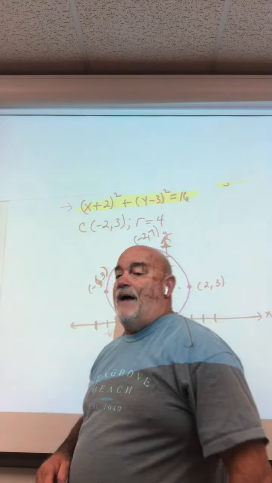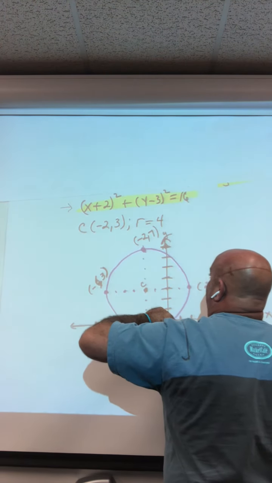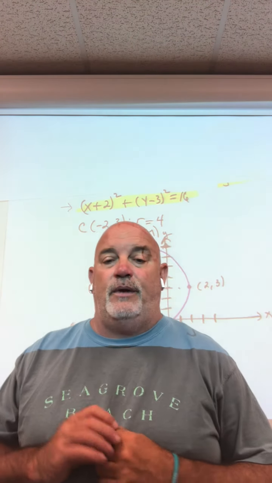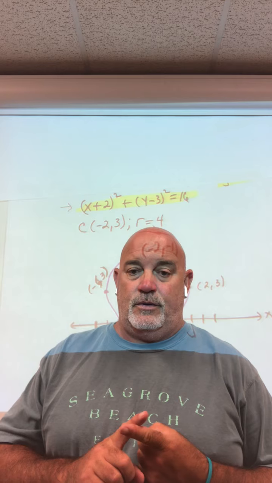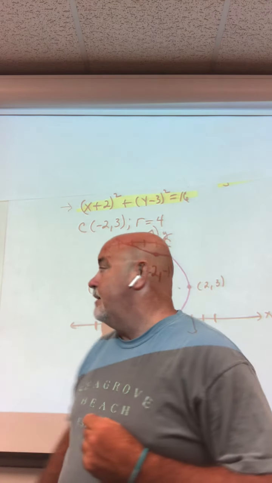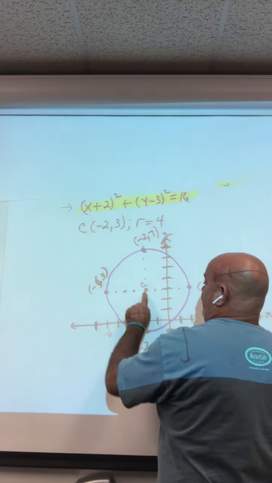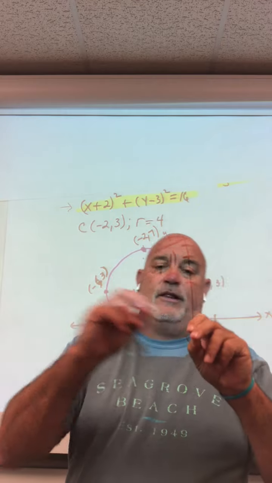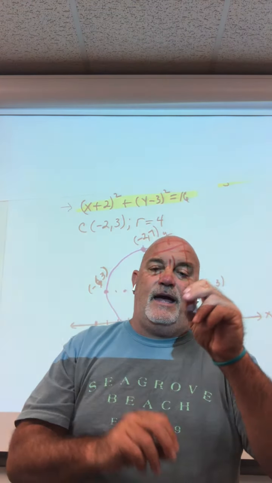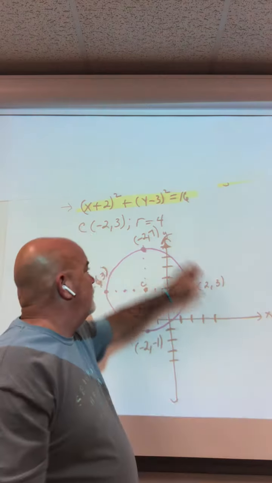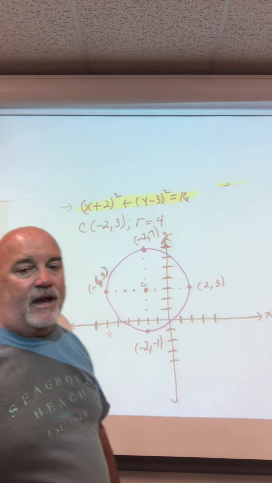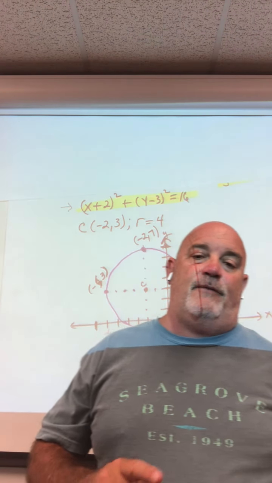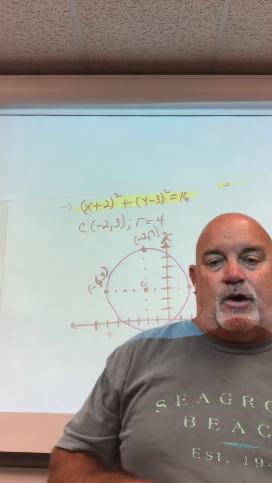All right, what do you do after you get the center and after you get the radius? What we do after that is you plot your center. So -2, 3, to the left 2, up 3, plot your center. And then from the center, you move to the left, to the right, up, and down, however many spaces your radius is. So in this case, the radius was 4 spaces. So you go 4 to the left, 4 to the right, 4 up, and 4 down, and then draw your circle.